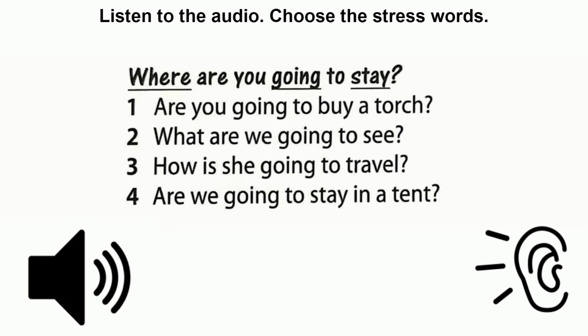Unit 8. Language Focus. Exercise 5. Where are you going to stay? 1, Are you going to buy a torch? 2, What are we going to see? 3, How is she going to travel? 4, Are we going to stay in a tent?